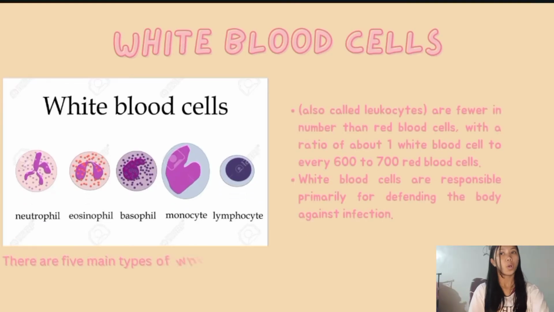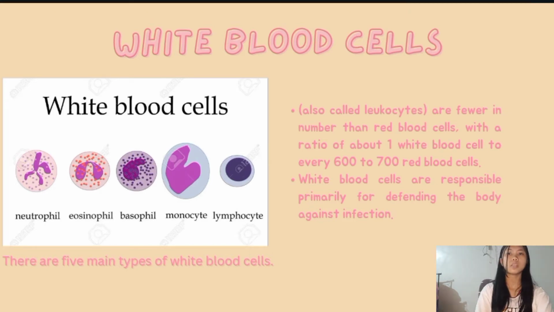White blood cells, also called leukocytes, are fewer in number than red blood cells, with a ratio of about 1 white blood cell to every 600 to 700 red blood cells. White blood cells are responsible primarily for defending the body against infection. These are the five main types of white blood cells: neutrophil, eosinophil, basophil, monocyte, and lymphocyte.